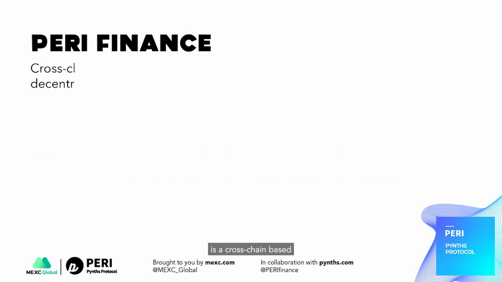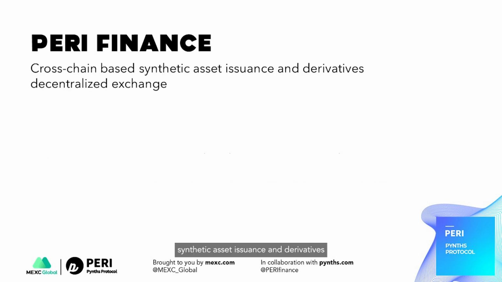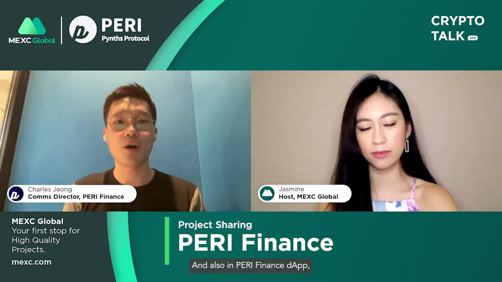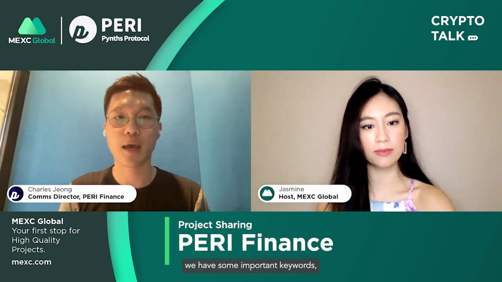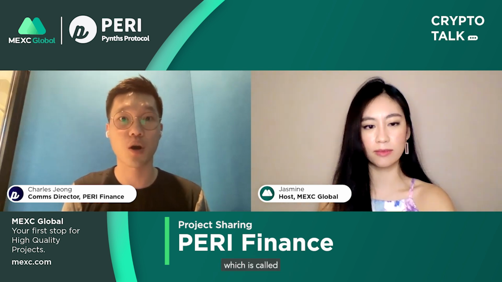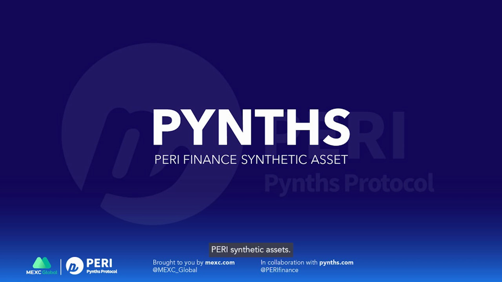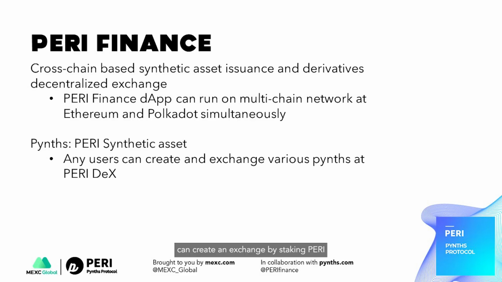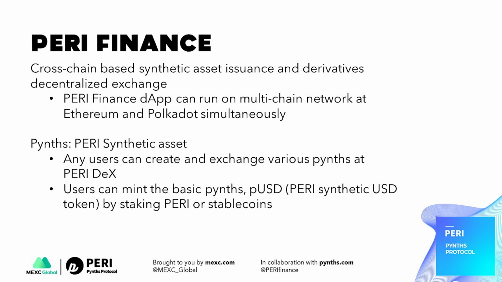Okay, glad to. So PERI Finance is a cross-chain based synthetic asset issuance and derivatives decentralized exchange. That means the app will run on the multi-chain network of Ethereum and Polkadot simultaneously. And in the PERI Finance app, we have an important keyword called pins. That means a kind of PERI synthetic asset, and any user can create and exchange them by staking PERI or lots of kinds of stable coins.